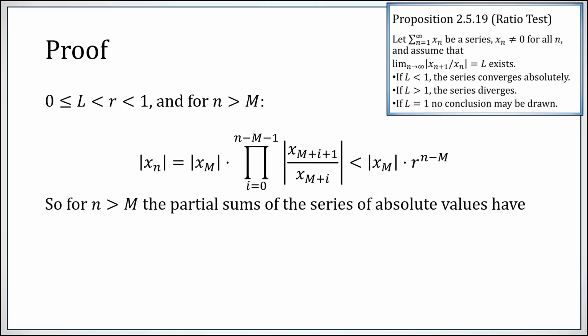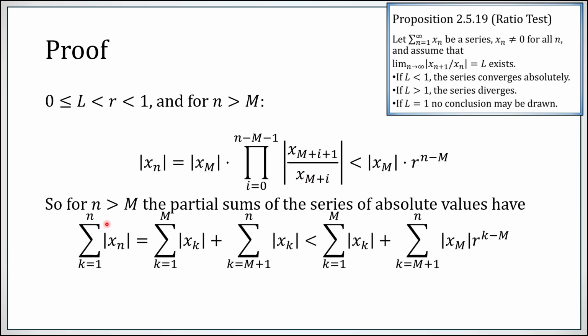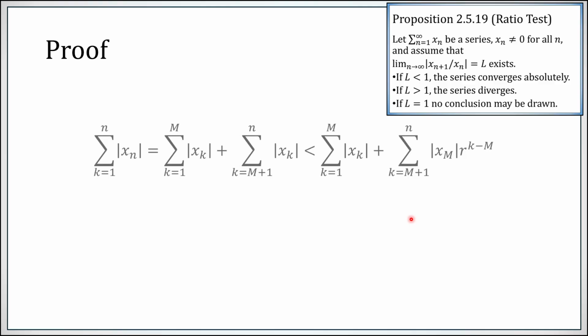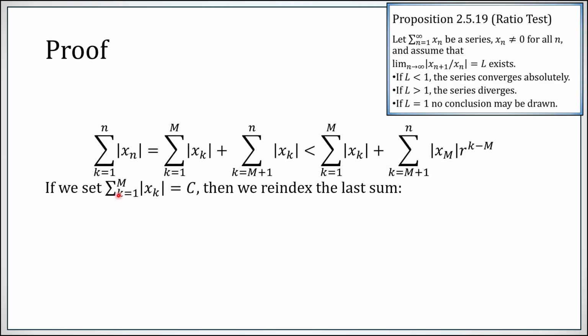For n larger than M, the partial sums of the series of absolute values can now be estimated in the following way. Take the sum going from 1 to n of absolute values. Peel off the first capital M terms because I really don't know what's going on there. But past that index, I know that these terms are less than this thing right here. So if we just set this first finite sum of finite numbers to be a constant, this is just a constant. Now this sum here, I'm going to re-index to start at index 1 by subtracting capital M from everything. So what do we end up with?